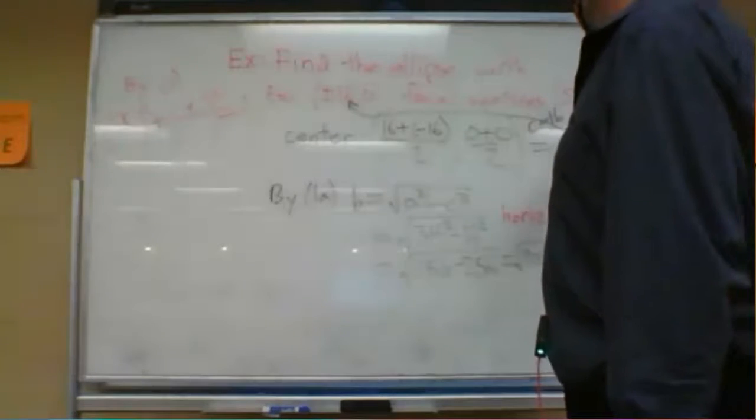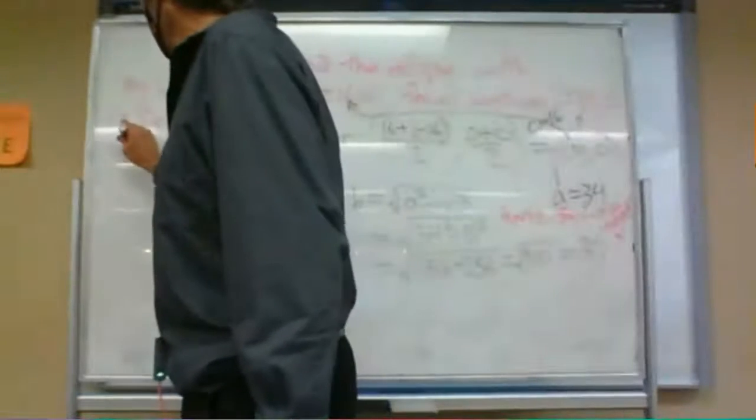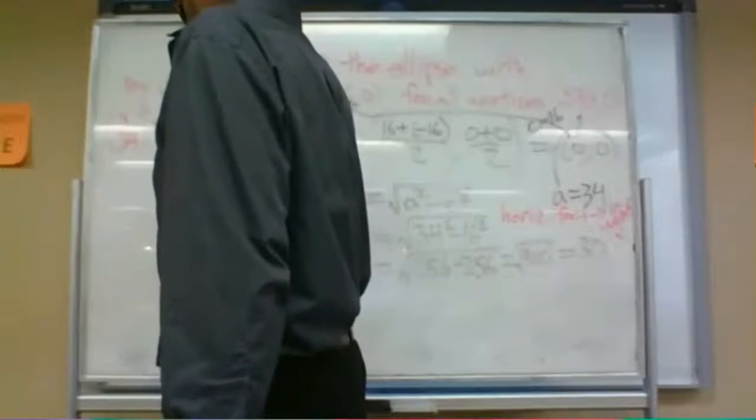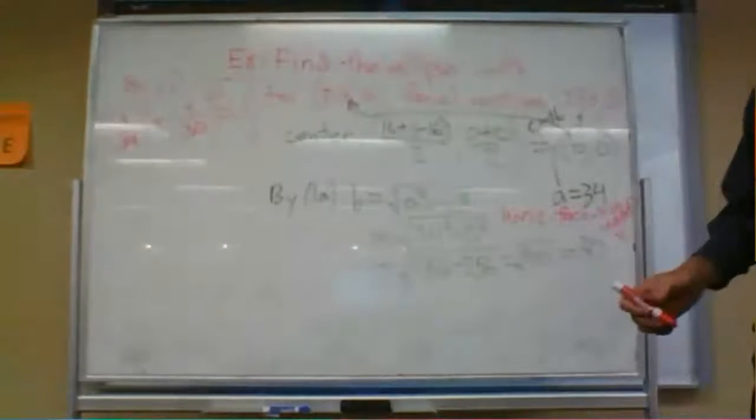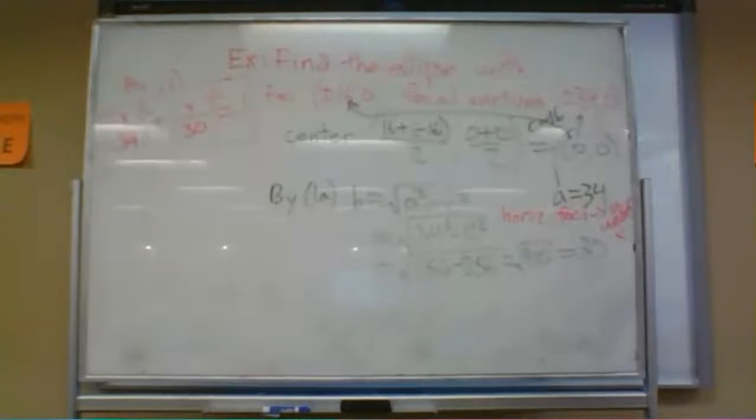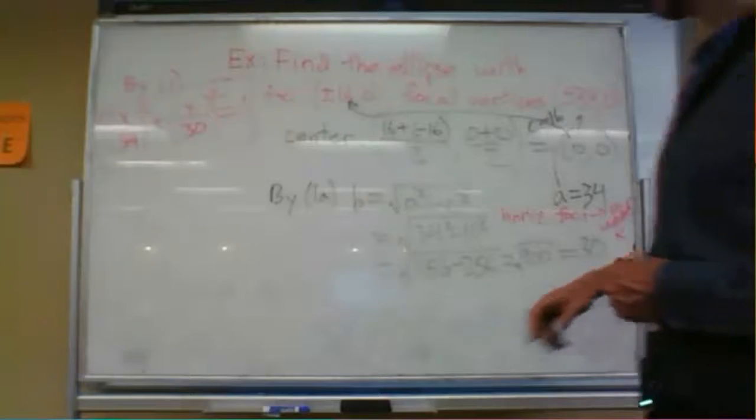So A was 34. I get that one. And B was 30. And just like that, my equation of the ellipse pops right out. Right? So that's what some of the homework is. Not too bad, I think.